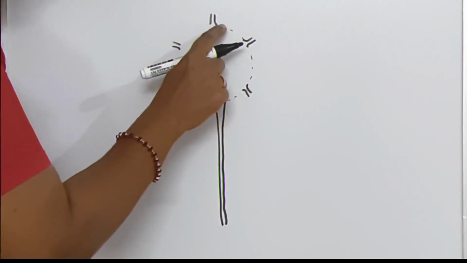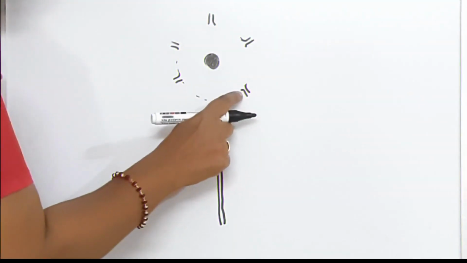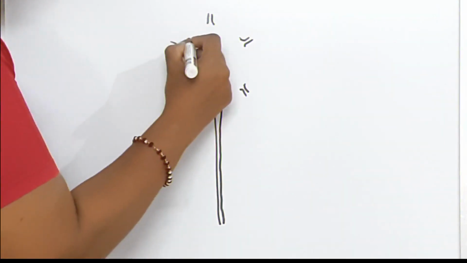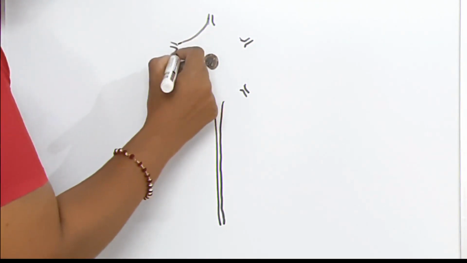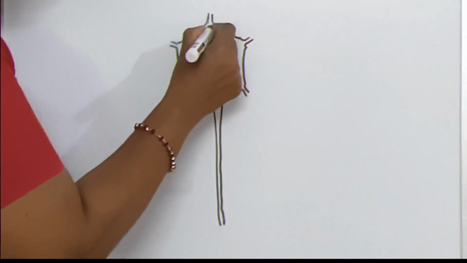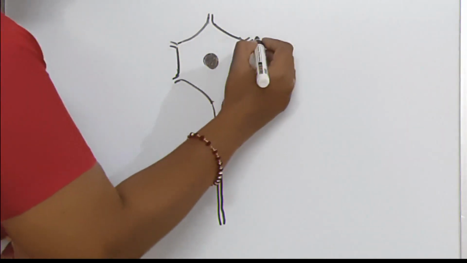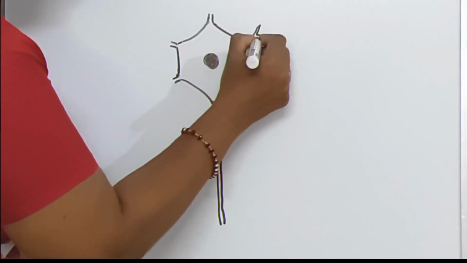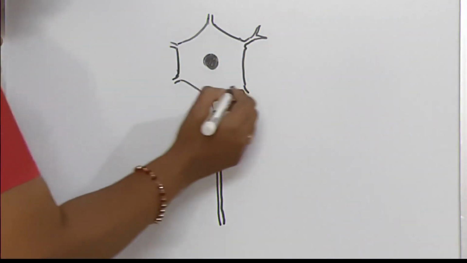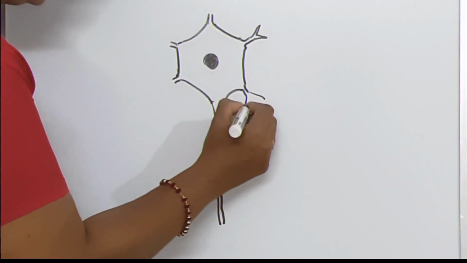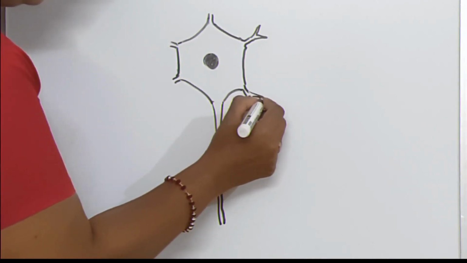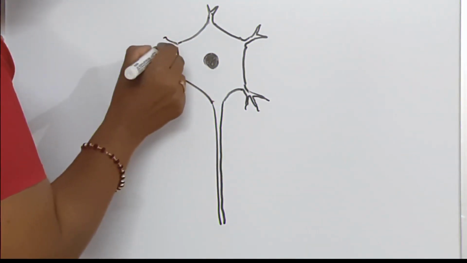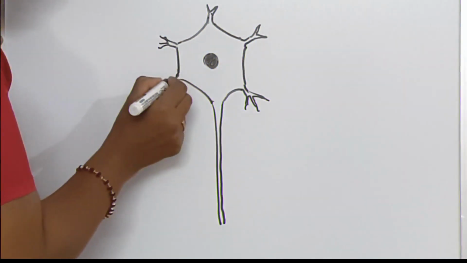Then rub this circular outline. So we almost got the shape. Now there is no need of this circular outline. We can straight away connect these branches. See? Then from here you have to draw again some branches. In the simple way you can draw like this, or if you want to draw many branches you can draw like this.